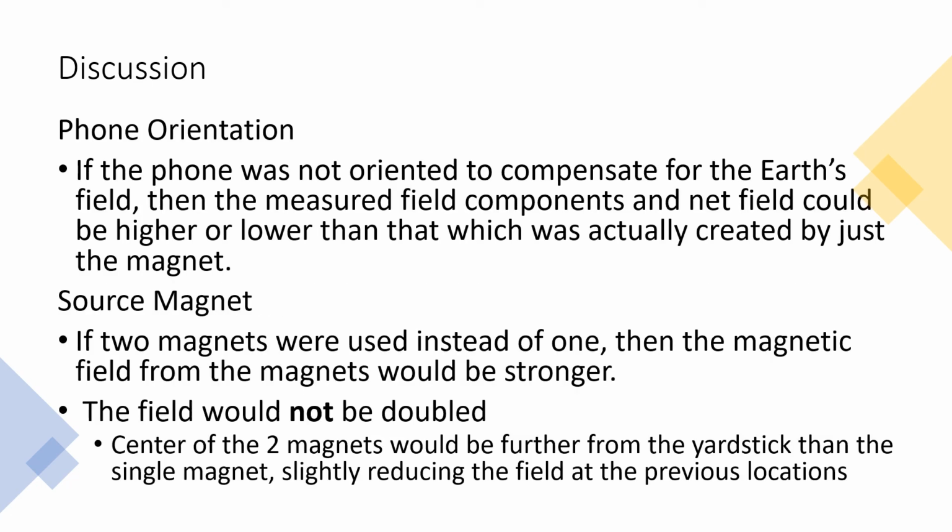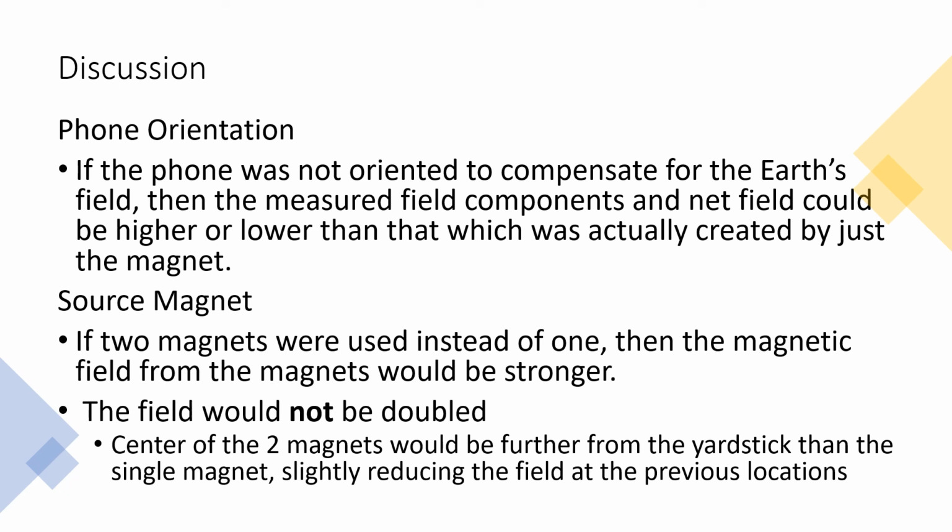If the phone wasn't oriented completely north to compensate for Earth's field, then the measured field components and the net field could be higher or lower than that which was actually created by just the magnet, because Earth's magnetic field is also pulling on that magnet chip in the phone.